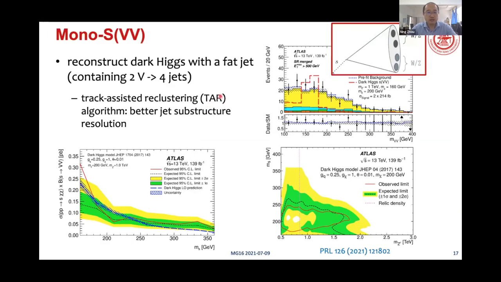To maintain a high sensitivity or signal rate, we require that the two vector bosons from the dark Higgs decay to four quarks, which has the highest branching ratio. But the dark Higgs is strongly boosted after the Z prime decay. So the four quarks are so close to each other that they are merged as one fat jet. Identifying such a fat jet is a real challenge. At ATLAS, a newly developed track-assisted reclustering algorithm is implemented. For a one TeV Z prime and 200 GeV dark matter, the dark Higgs mass between 180 and 230 GeV is excluded.